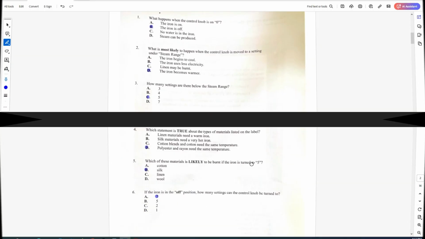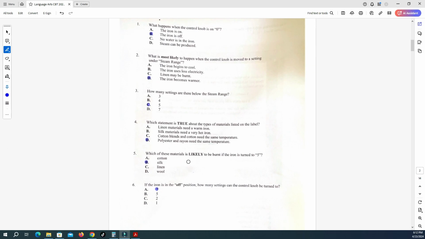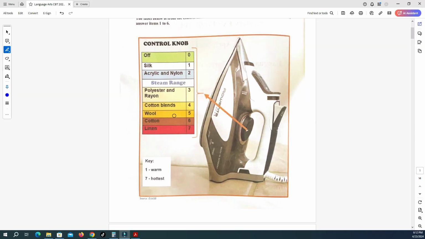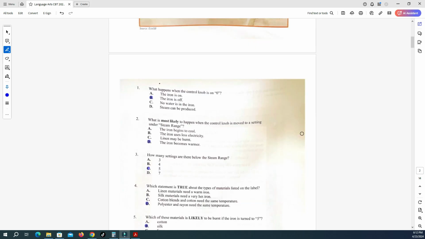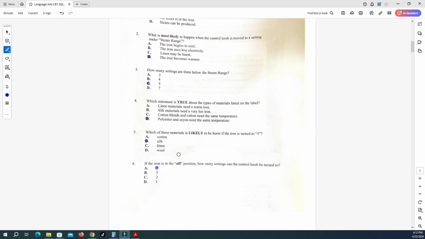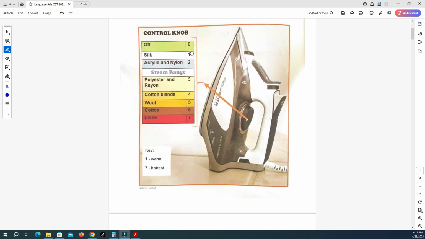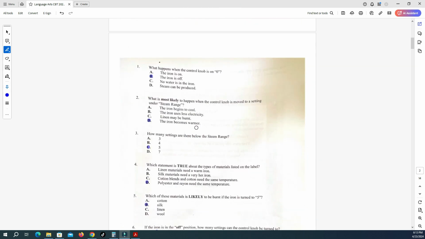All right, let's keep going. Which of these materials is likely to be burnt if the iron is turned to 5? If the iron is on 5, any one of these up here, like 3 to 1. So which material is it? Cotton, silk. I chose silk because silk needs 1. If it's on 5, it's too hot for silk, which should be on 1.